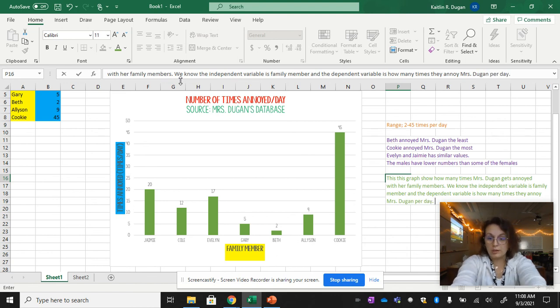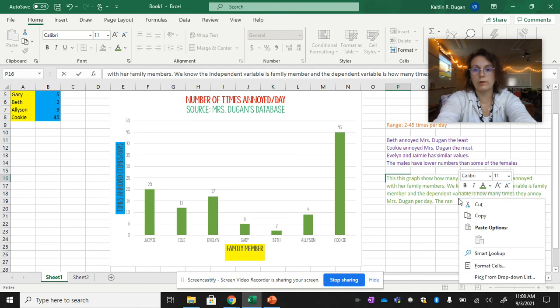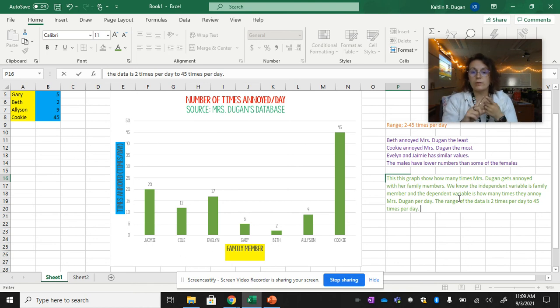We know what the range is. The range of the data is 2 times per day to 45 times per day. Okay, so right now we have said what it's about, what the independent and the dependent variables are, and we're also talking about the range so that they know what the lowest point is and the highest point.